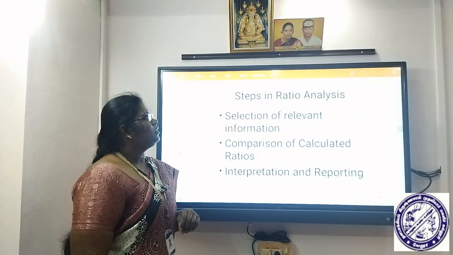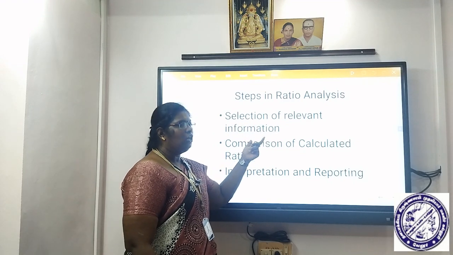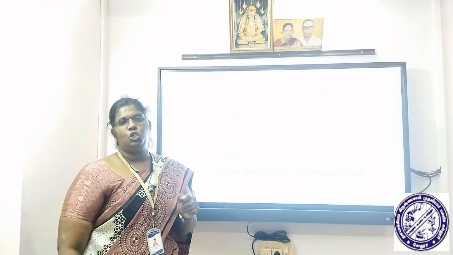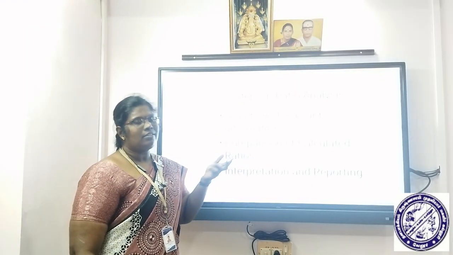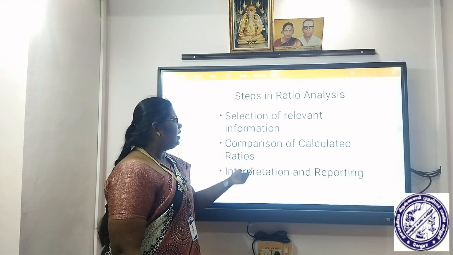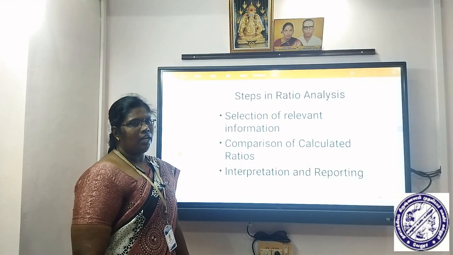Next, what are the steps in ratio analysis? First, selection of relevant information. You have to know the two variables, and the two variables are the relevant information. For example, fixed assets and current assets. Second is comparison of the calculated ratios. You have to compare the variables. Last is interpretation and reporting.